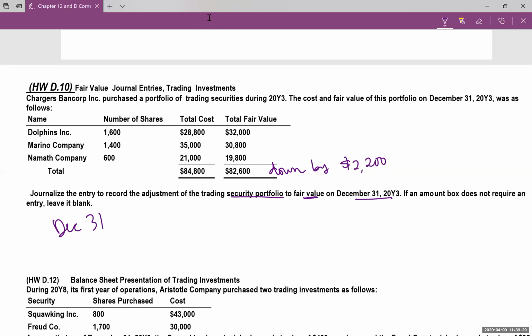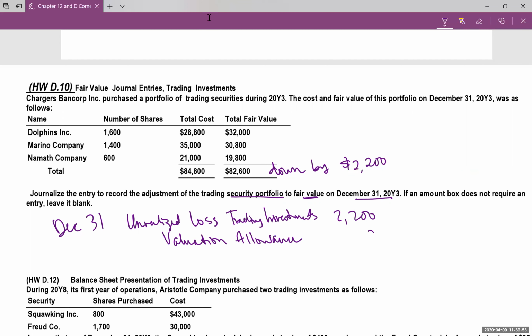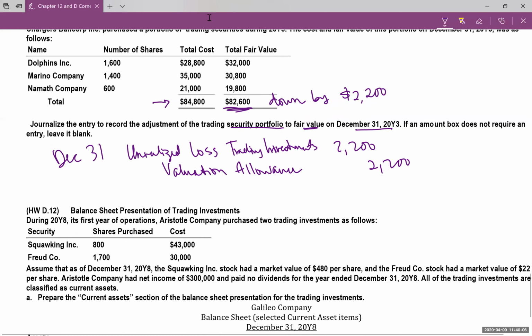December 31st, it went down, and you can do the portfolio as a whole. Unrealized loss, trading investments, debit 2,200. And once again, we're going to credit that valuation allowance account for 2,200. So if you have the portfolio, you can look at it. This is the total cost they purchased everything for. By the end of the year, it's down. And you just subtract and use that 2,200 number.